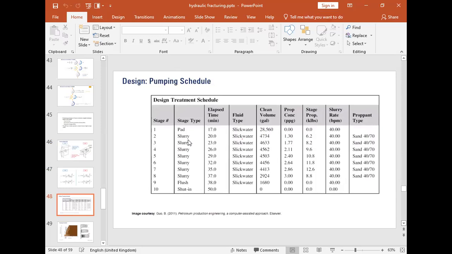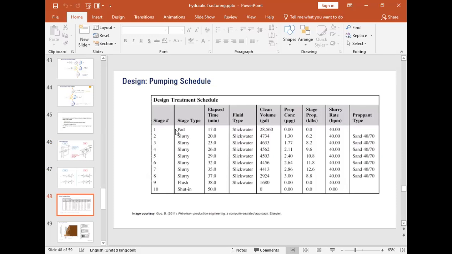So if you come here and look at the proppant type, the proppant type is our sand. We look at the elapsed time, the fluid type, the clean volume that is pumped, and the proppant concentration. You realize that the main parameter that is changing at each stage is our proppant concentration. Remember, we are mixing the fracture fluid with the proppant, so we can always characterize the concentration of the proppant inside our fluid. At each slurry stage, we are increasing the concentration of the proppant.